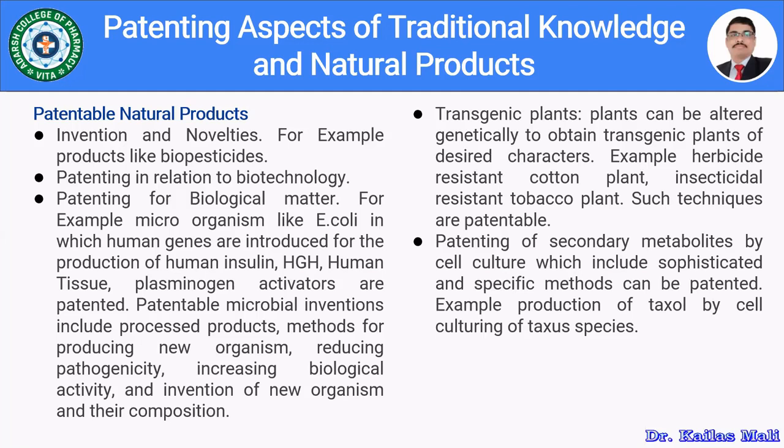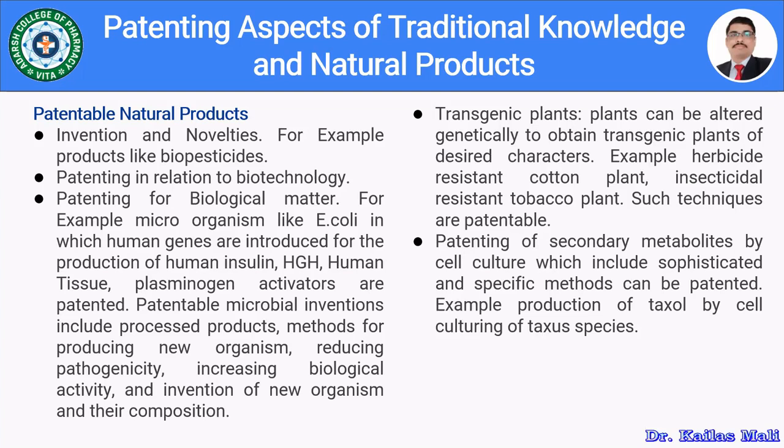Then the transgenic plants, where the plants can be altered genetically. Already we have discussed in the first chapter how to obtain transgenic plants of a desired characteristic. So that is patentable. For example, herbicide resistant cotton plant, it is going to be patentable. Insecticidal resistant tobacco plant, it is going to be patentable. So such techniques are going to be patentable.